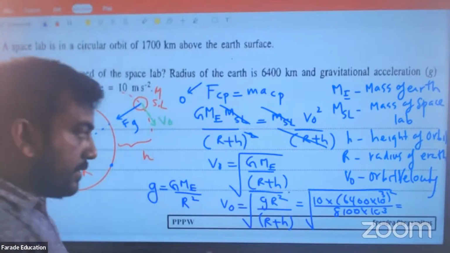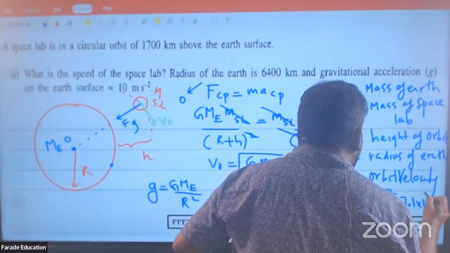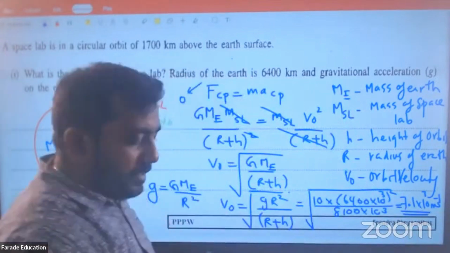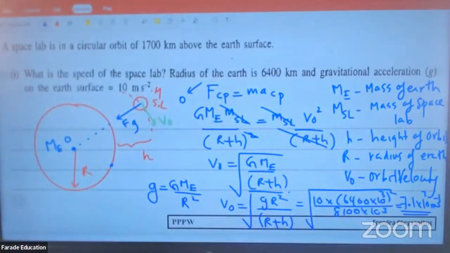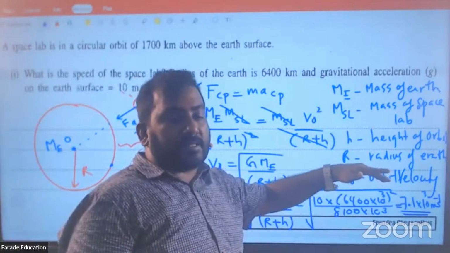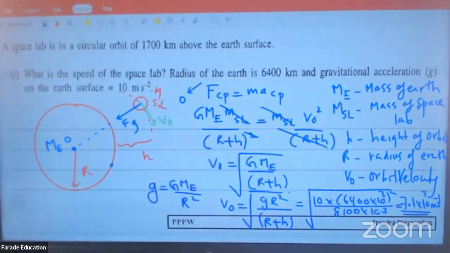If you simplify this, you will get the velocity 7.1 times 10 to the power 3 meters per second. 7,100 meters per second. I think 7 or 7.2 is also accepted. Remember, the key thing is drawing the diagram. Make sure you define the terms. After defining the terms, you write the equation. These are important for you.